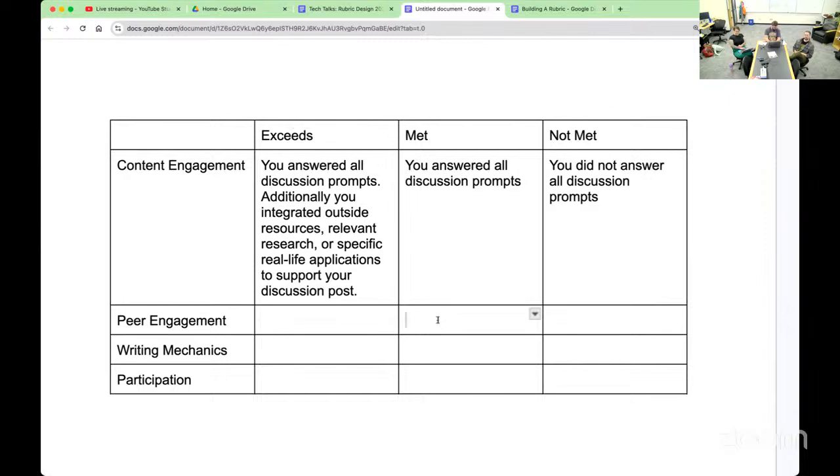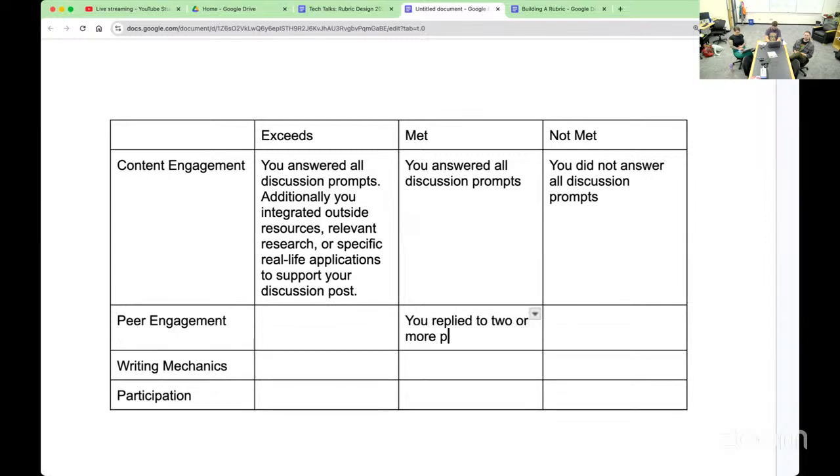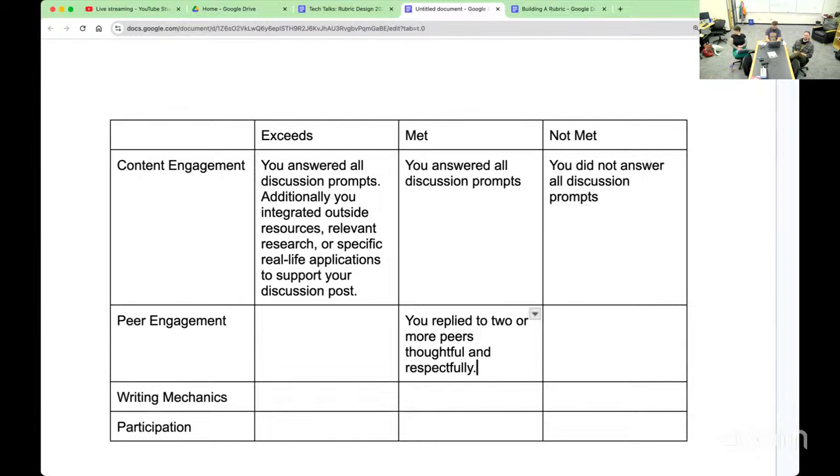So for peer engagement, again, I'm just gonna keep this very simple. For that met, I just want a very clear yes or no observable. Did you reply to 2 peers or not? And I want to say thoughtfully and respectfully. In other words, if you're going to be rude and disrespectful in your reply, I don't want to give you credit for that. I don't want to say, well, you did it. So I want to make that kind of clear.